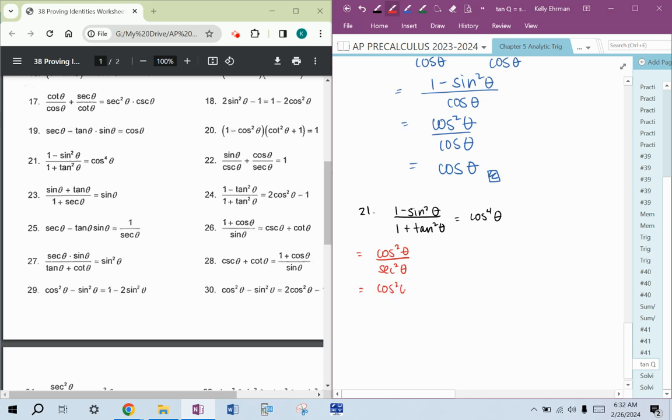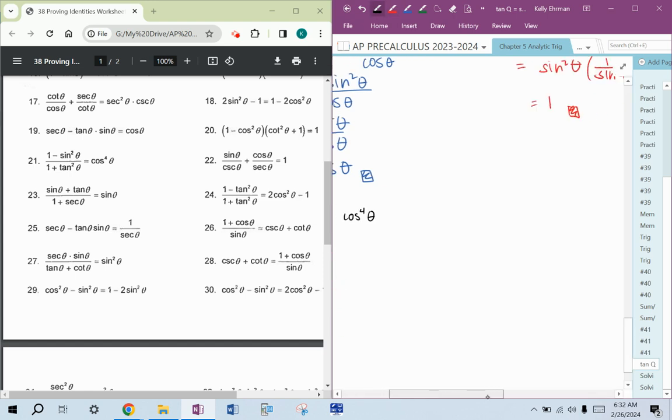Instead of dividing by secant squared, we can say multiply. So secant squared is 1 over cosine squared. Instead of dividing by 1 over cosine squared, we can say we're multiplying by cosine squared over 1, and that is how we get cosine to the fourth.